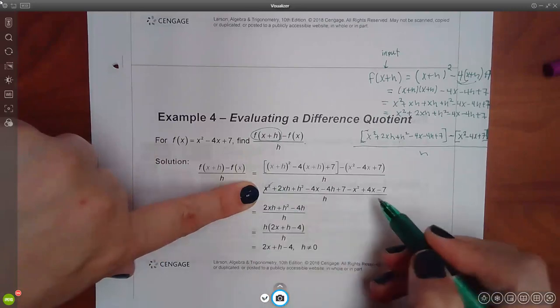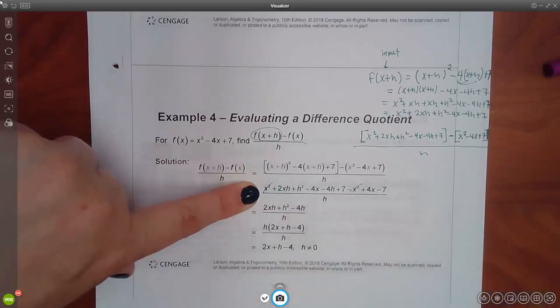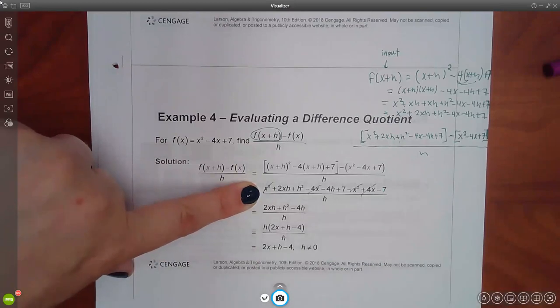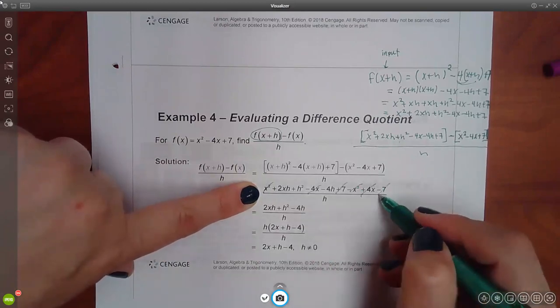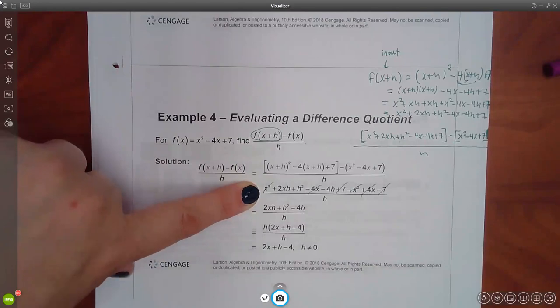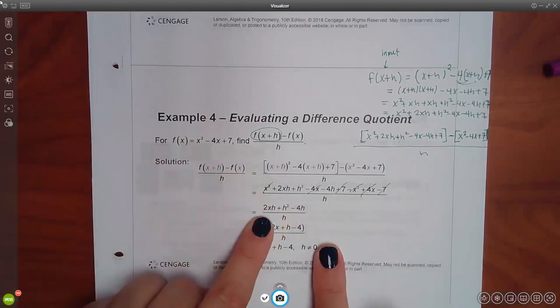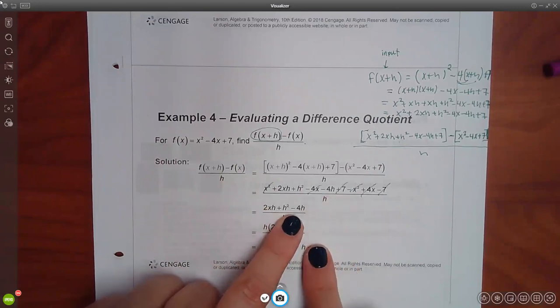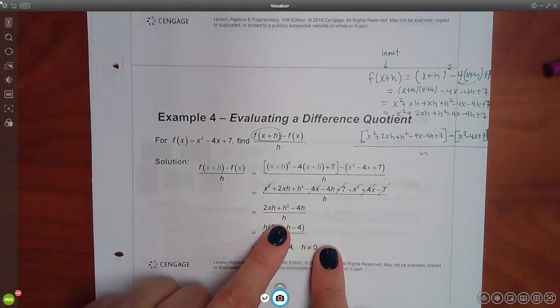Once you're there, you're just combining your like terms. So I noticed that x squared minus x squared would go away. Negative 4x and positive 4x would go away. And then positive 7 and negative 7 go away. And so all you have left is the positive 2xh, the positive h squared, and this negative 4h. And then, of course, you still have the h downstairs.